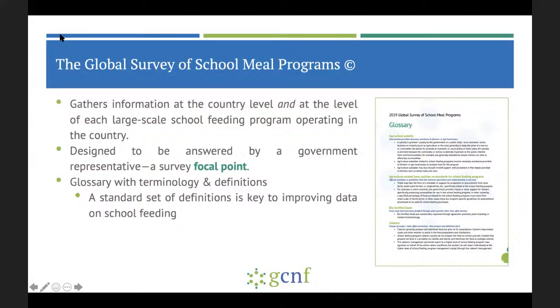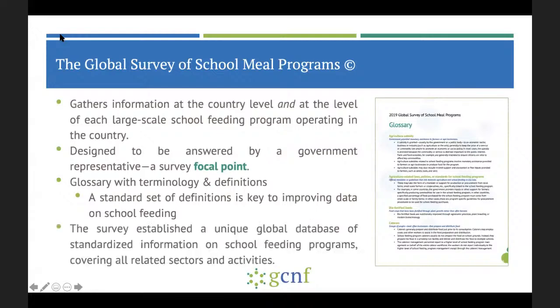Around the topic of school feeding, it's critical that we have a standard set of definitions. And this is why the survey comes with a glossary with terminology and clear definitions. And finally, from the 2019 survey, we established a unique global database of standardized information on school feeding programs covering all related sectors and activities.